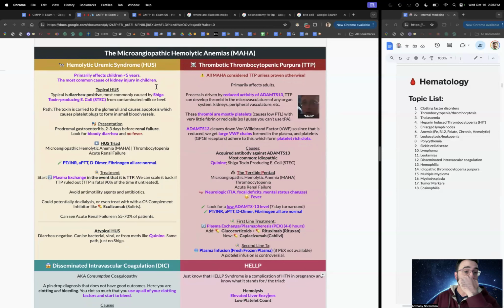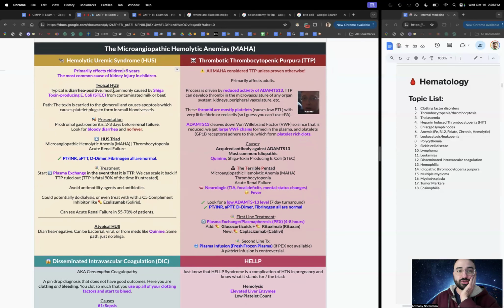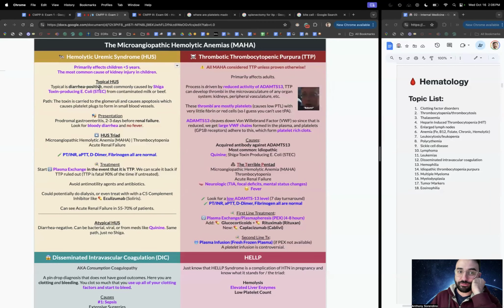All right, so HUS, which is hemolytic uremic syndrome, you're going to see this in kids. The vignette is always going to be a kid, primarily somebody under 5. It's actually the most common cause of kidney injury in children. And this is all GI related. You're going to have somebody who is having diarrhea. They're going to have E. coli from some type of contamination, milk, beef, but the bad version of E. coli, which is called STEC, Shiga toxin producing E. coli. A particularly nasty breed of this.